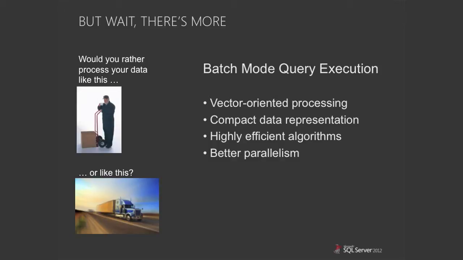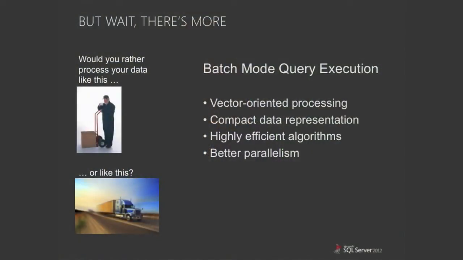The ColumnStore indexes work with a new query execution mode that we call batch mode. And batch mode processes the data in a vector-oriented way, meaning that you take a set of data from a column and process it all at once in a very efficient fashion. We also use a new compact data representation and some algorithms that are optimized to take advantage of the layout of the ColumnStore index and also the characteristics of newer hardware. The parallelism is also better. We've been able to get rid of a number of the exchanges of data between threads that can use up a lot of your execution time.